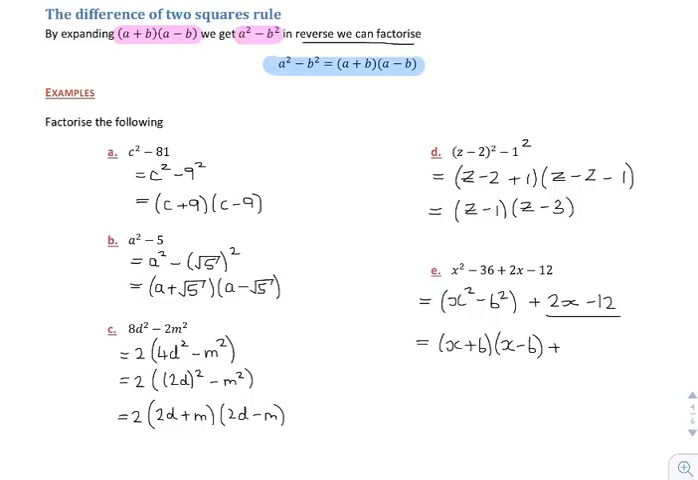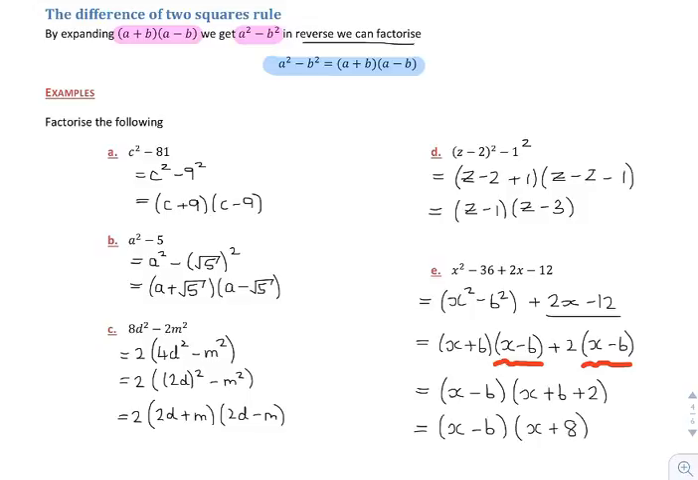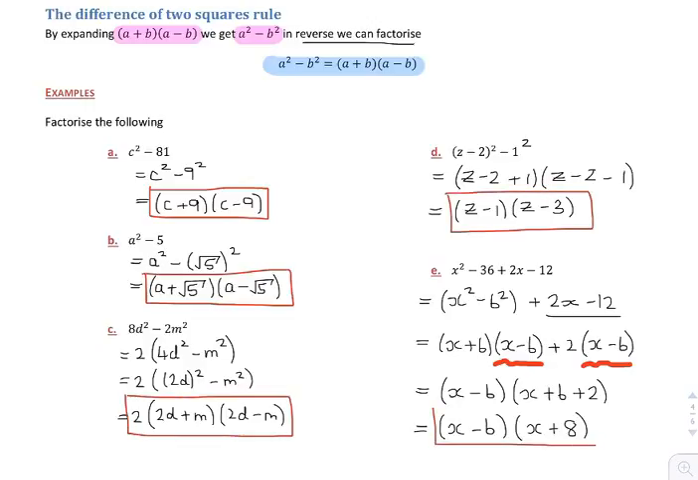And the 2x minus 12, 2 is a highest common factor and can be removed, so 2(x minus 6). Note that we have an (x minus 6) in the first part and an (x minus 6) in the second. In fact, that's a highest common factor and can be pulled out the front. This will leave me with (x minus 6) out the front, and leaves me with (x plus 6 plus 2). 6 plus 2 is 8, so my end answer is (x minus 6)(x plus 8), and that is fully factorized. So each of these has been done using the difference of two squares rule in order to factorize.